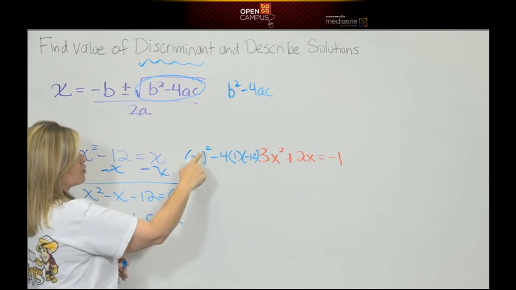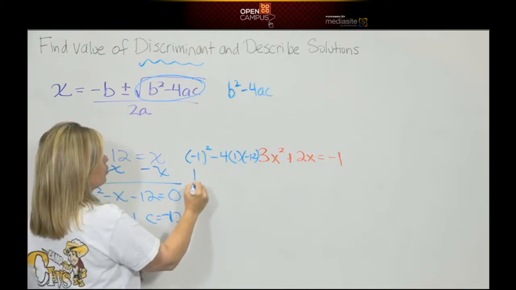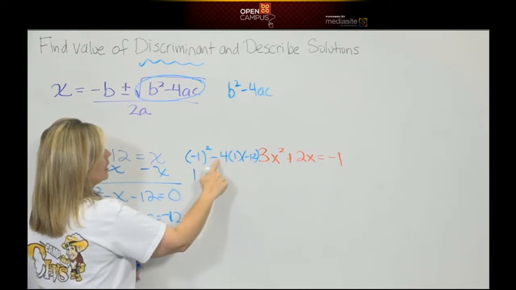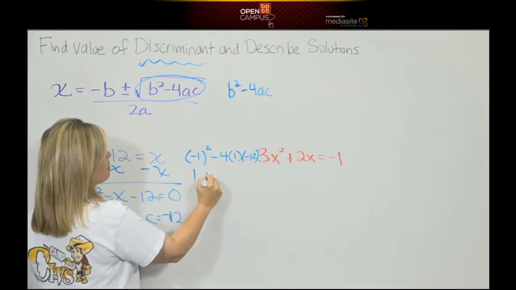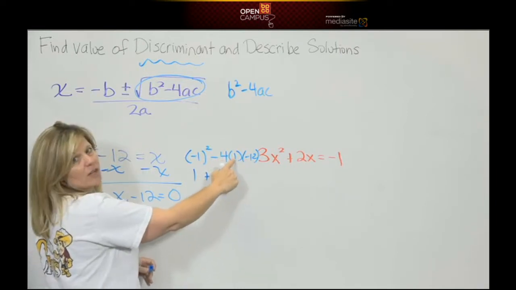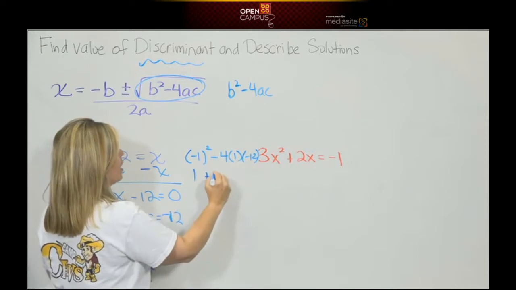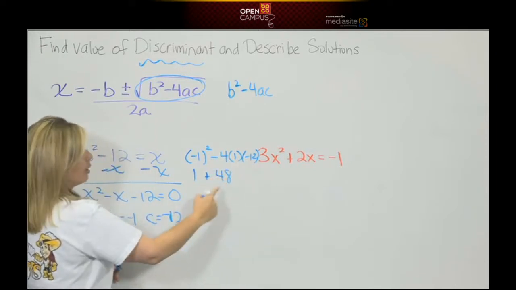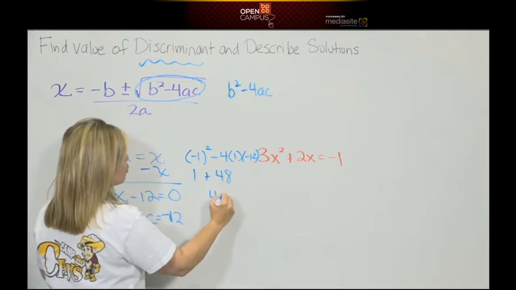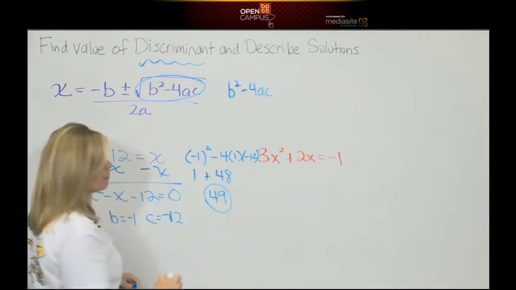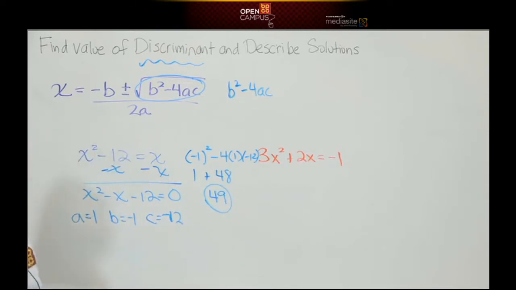I'd square first. Negative 1 squared is positive 1. I'd multiply. A negative times a negative is a positive. 4 times 1 is 4. 4 times 12 is 48. I'm not done. Now to add, and I get 49. That number is called the discriminant.